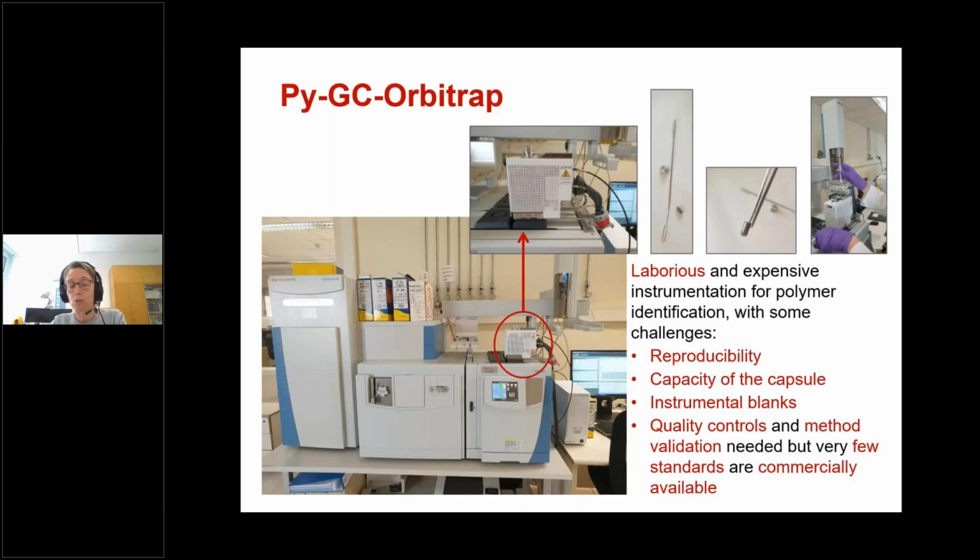Also, it is important to work with instrumental blanks and method blanks, which I will expand on after, and also to work in quality control conditions to prove the validity of the results. This is challenging because at least at the time that we started working with microplastics, which is from 2017, there were no standards available. Therefore it was very difficult to do quality control analysis.